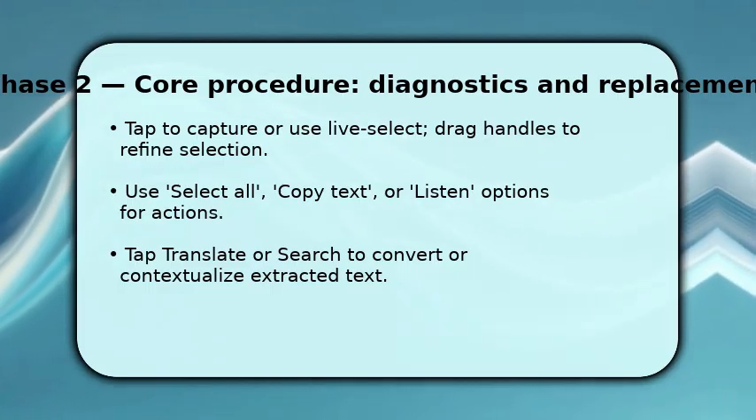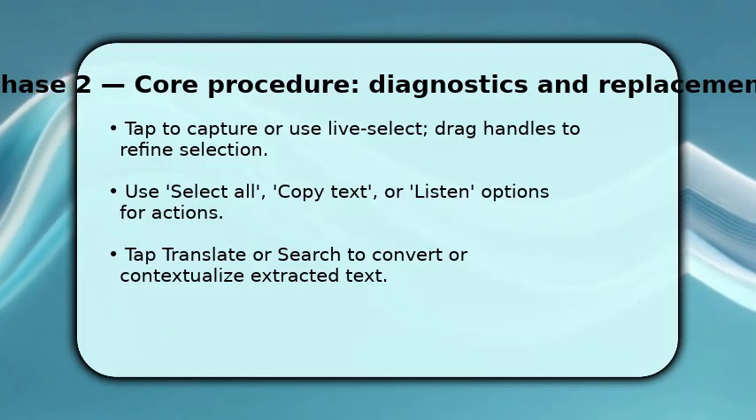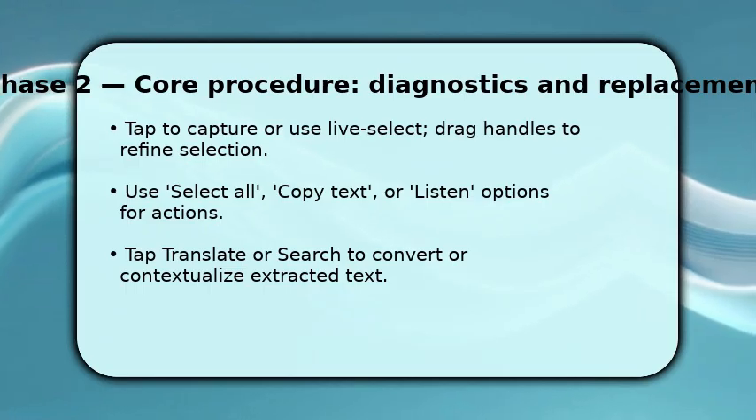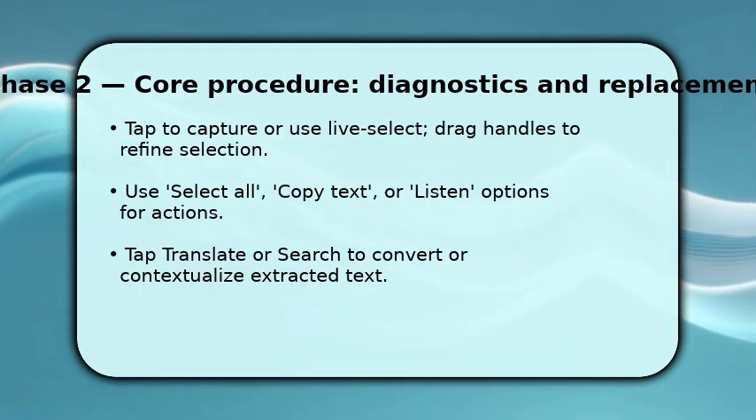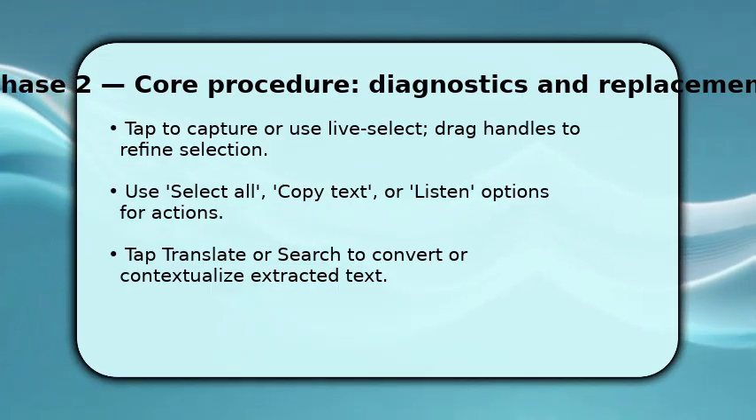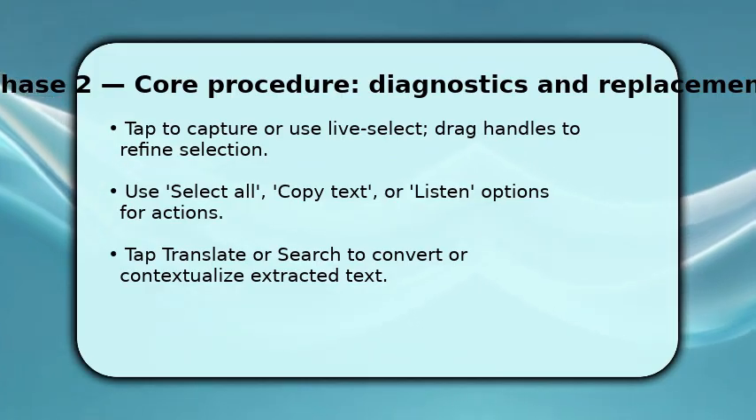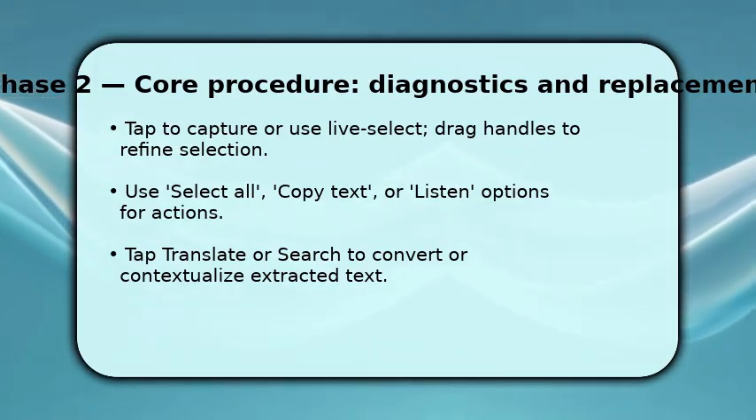Next, drag the selection handles to include headings or exclude footers, because precise selection reduces errors when copying. Then choose an action: Select All to copy, Listen to hear the text, or Translate to convert languages. Make sure to review any OCR errors before pasting into a document, since formatting and punctuation can shift.